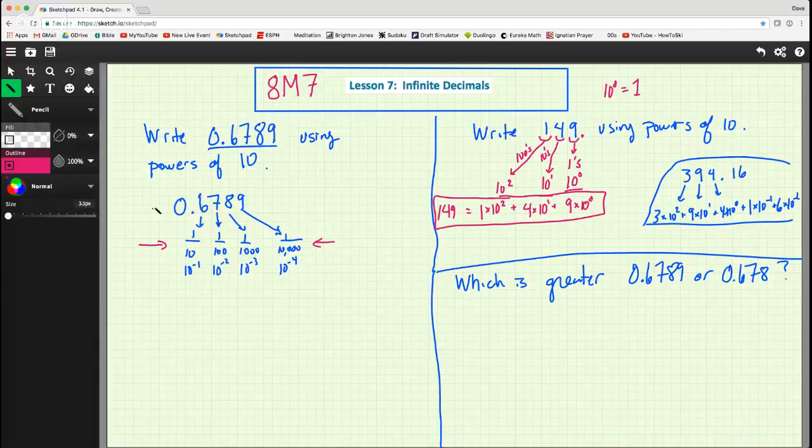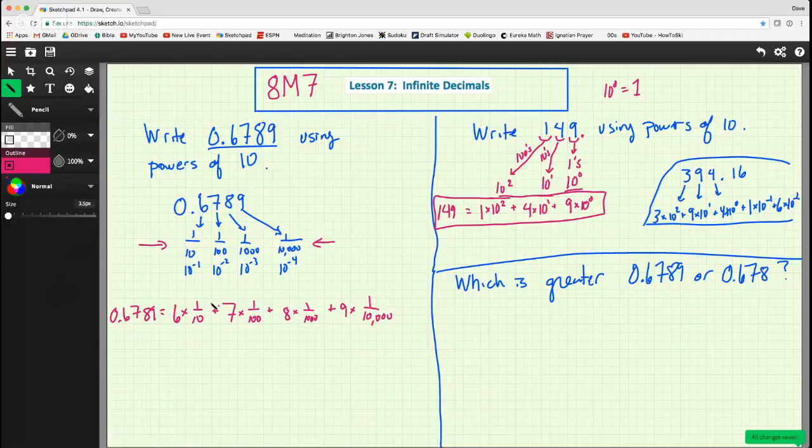So we get this number, 0.6789 is equal to 6 times 1/10. But we're not going to write it like this because, well, let's write it like that. And then we're going to change it a little bit. Plus 7 times 1 over 100, 7 hundredths. And how many thousandths? 8. So we get 8 thousandths, 8 times 1/1,000, plus 9 times 1 over 10,000.